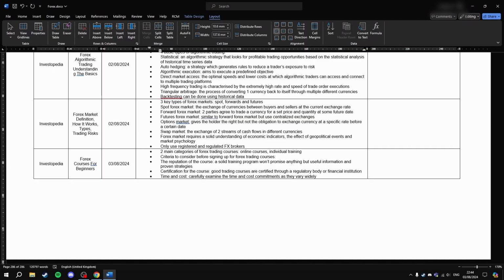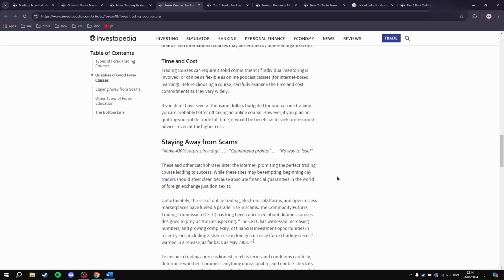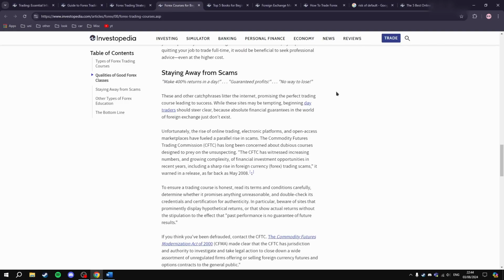Carefully examine the time and cost commitments as they vary widely. If you don't have several $1,000s budgeted for one-on-one training, you are probably better off taking an online course. However, if you plan on quitting your job to trade full-time, it will be beneficial to seek professional advice, even at the higher costs. Staying away from scams.